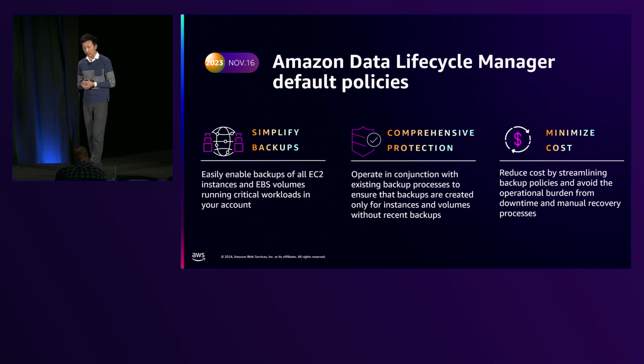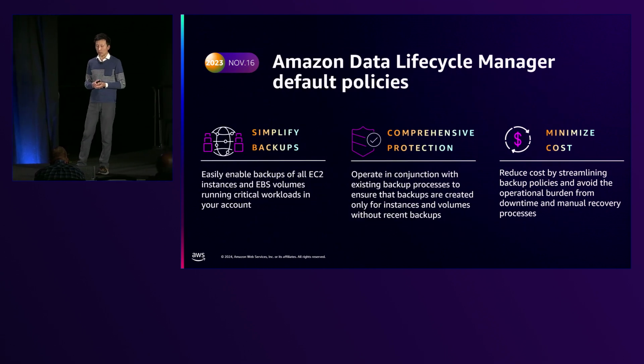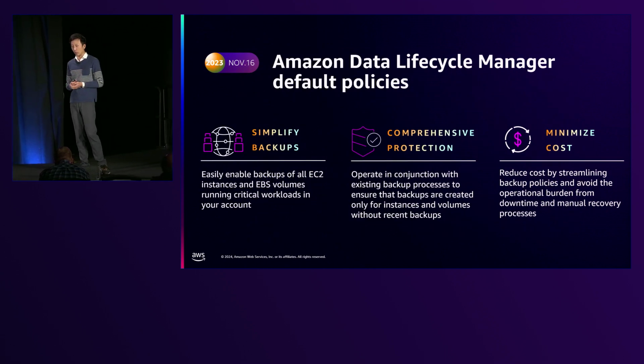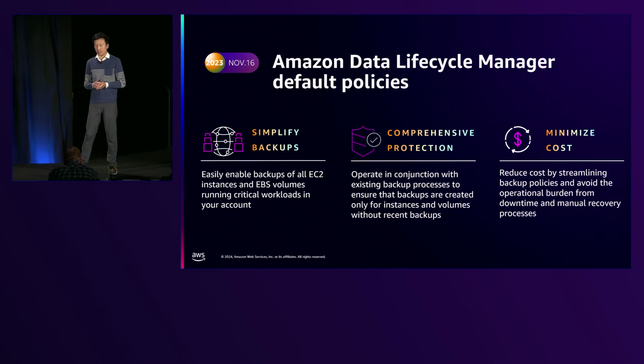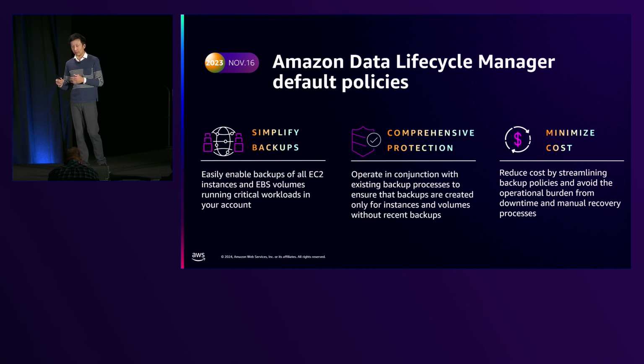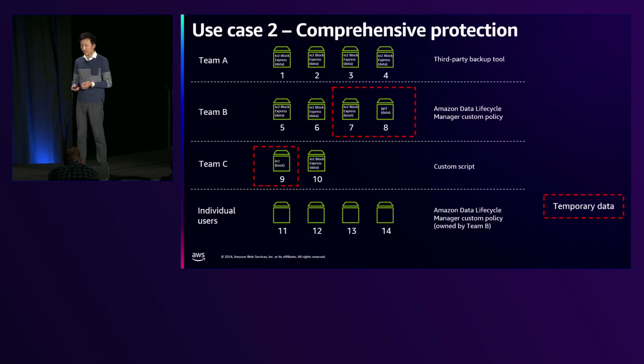So that's one feature. The other feature that we also launched last year that you won't see elsewhere is what we call default policies. And what that feature is, it gives customers, especially storage administrators, the ability to easily ensure all EC2 instances and EBS volumes in your account are backed up. At the same time, it reduces cost by not duplicating snapshots for volumes that already have backups. And I'll go through an example of what I mean and how it works.